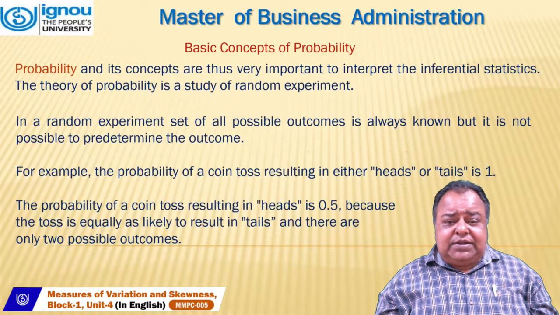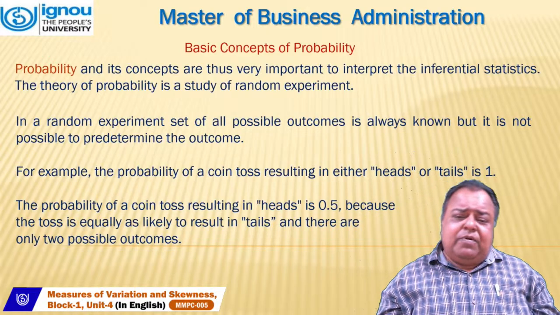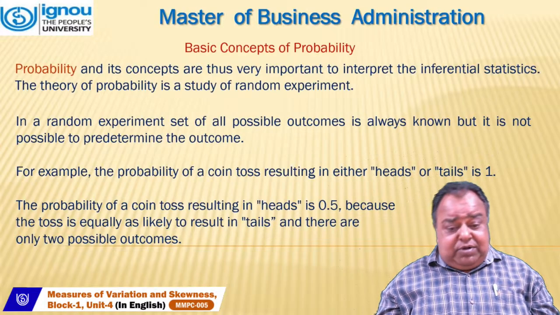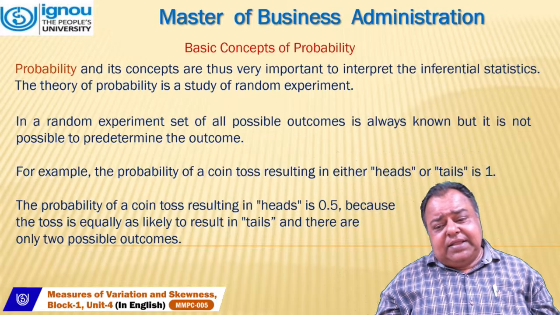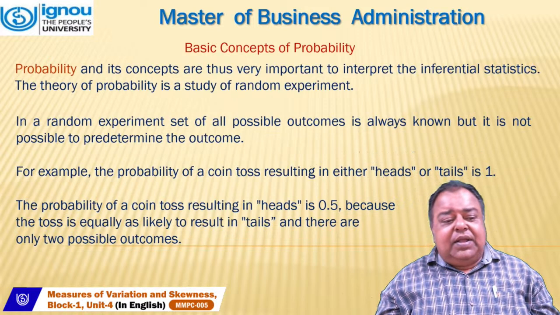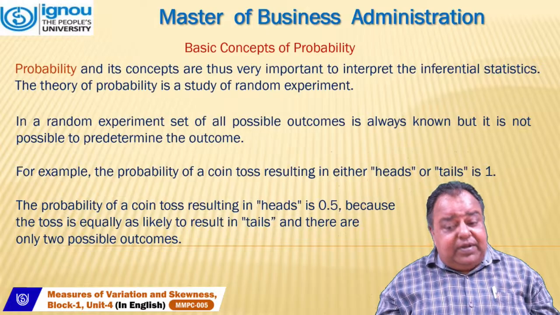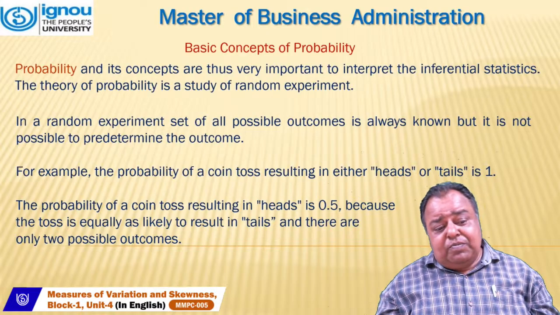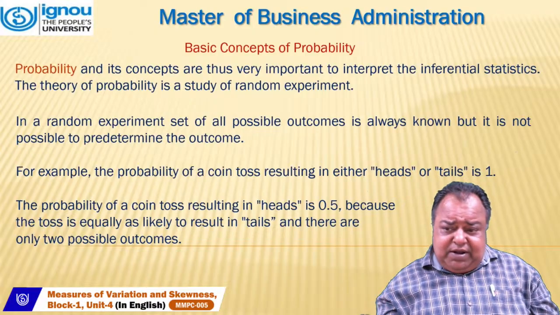The theory of probability is a study of random experiments. In a random experiment, the set of all possible outcomes is always known, but it is not possible to predetermine the outcome. For example, a coin toss results in either heads or tails. The probability of a coin toss resulting in head is one half because the toss is equally as likely to result in tails, and there are 2 possible outcomes when we are going to toss a coin, either head or tail.